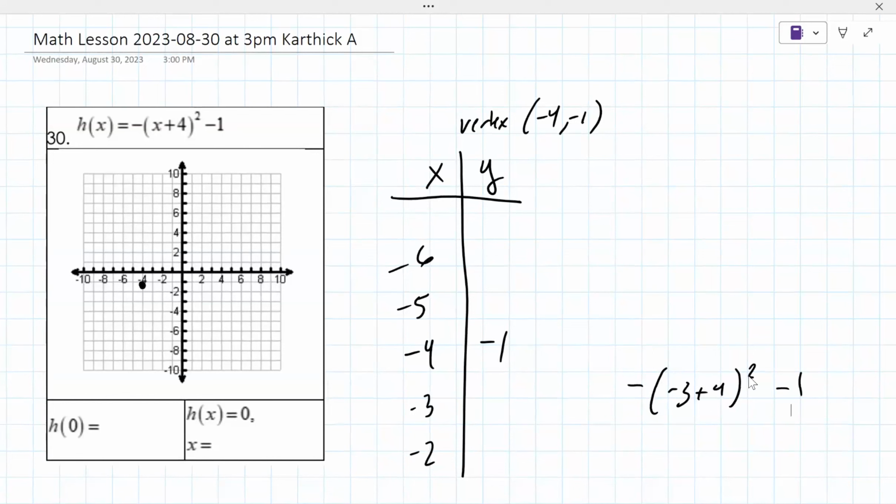-3 plus 4 is 1. So it's 1 squared. And then you negate it. You square before negating. So it ends up being -1 minus 1, which is -2. And by symmetry, this is also -2. Is that okay? Is that different than what you have? Yeah, because that is likely where the error occurred.